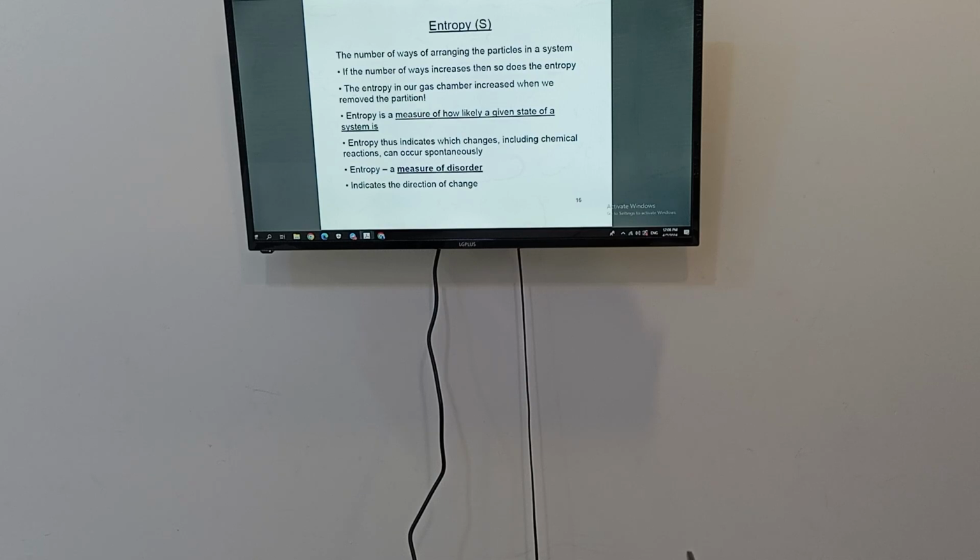Entropy is a measure of how likely a given state of a system is. Entropy indicates whether changes, including chemical reactions, can occur spontaneously. In short, entropy is a measure of disorder and indicates the direction of change.